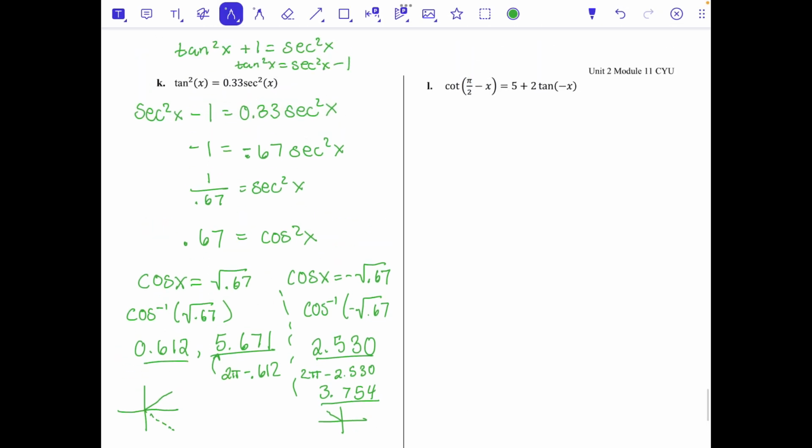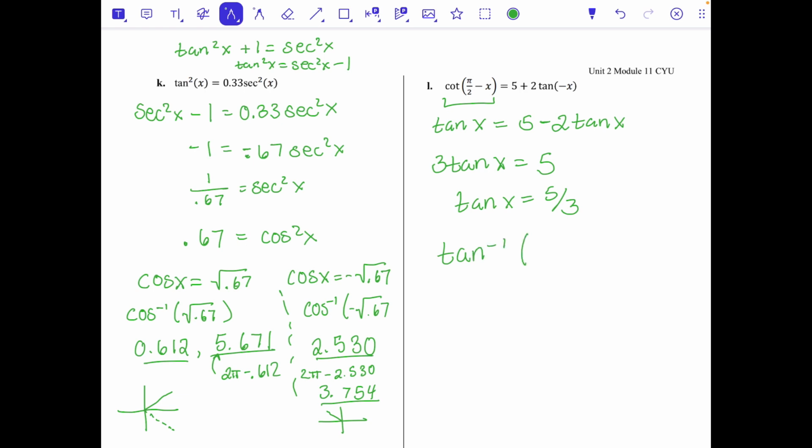Our final equation actually ends up being a lot simpler than the previous ones. So first step, we're going to simplify that cotangent of pi over 2 minus x. That really just simplifies to tangent of x. Okay, that's easy. Equals 5 plus, and that tangent of negative x is really negative tangent of x, so negative 2 tangent of x. Let's get our tangents on the same side. So we have 3 tangent of x equals 5. Divide out that 3, tangent of x equals 5/3. You're looking, oh my goodness, just got a slope. Let's use some inverse tangent.